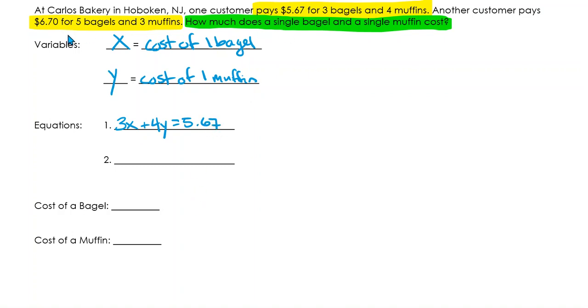Then my second combination will be 5x for 5 bagels plus 3y for 3 muffins, and that's going to be equal to $6.70. So again, now you have your system. Pause the video and solve it.